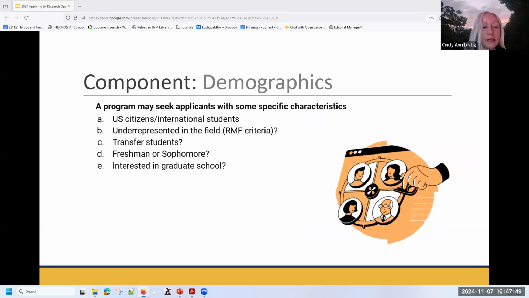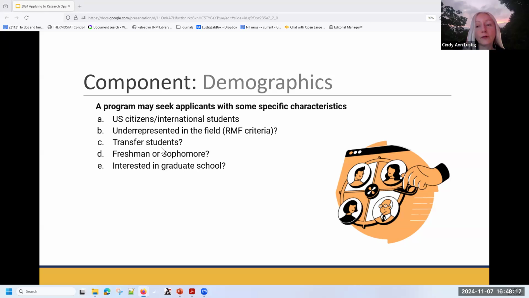A program may seek applicants with some specific characteristics. So one tough one, and I know this is challenging for many of our international students, a lot of the programs are for US citizens, but there are some that will take international students. So check that out. And we do have some of those on our Google Sheet as well. Are you underrepresented in your field? Again, some programs will ask for that. For some, it doesn't matter.